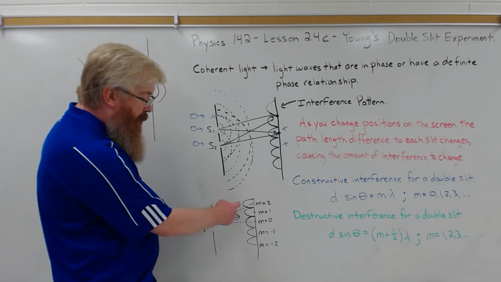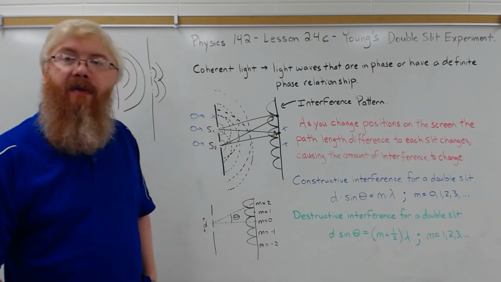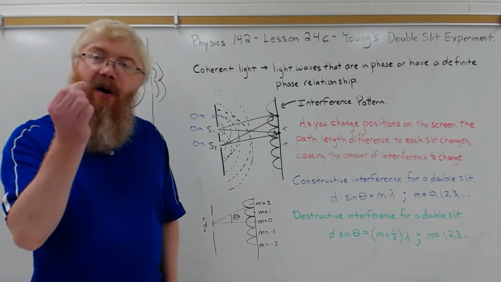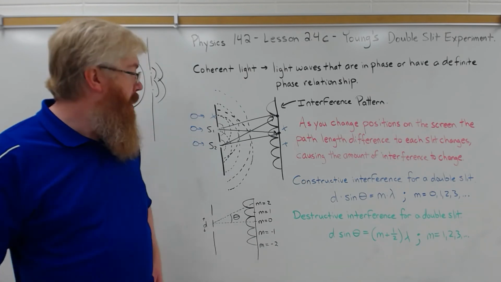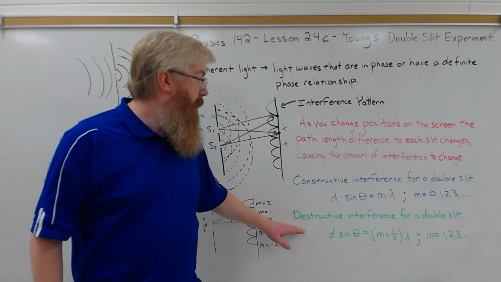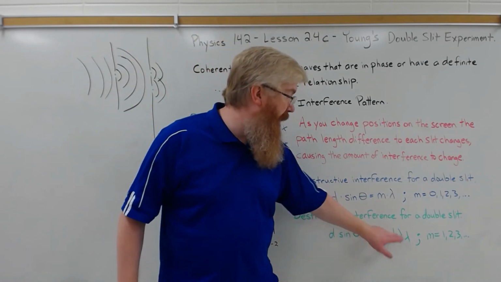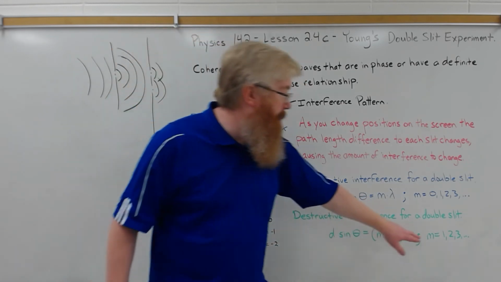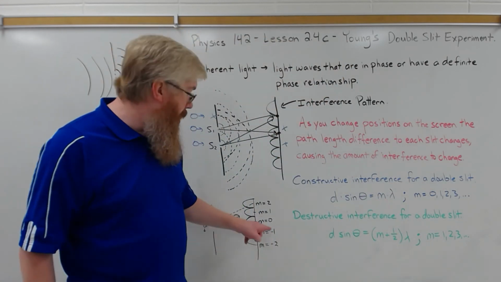Well, that tells you where the bright spots are located. What about the destructive interference? What about the dark spots where there is no light? Well, that's actually the equation below here in green. Again, fairly straightforward. The only difference is you have m plus 1/2 rather than just m.